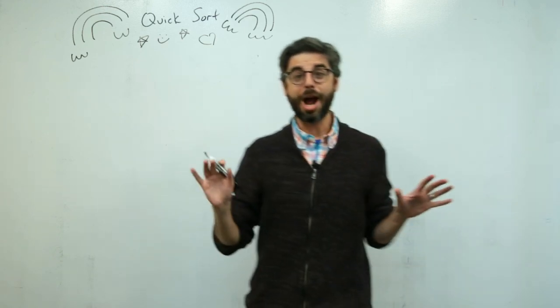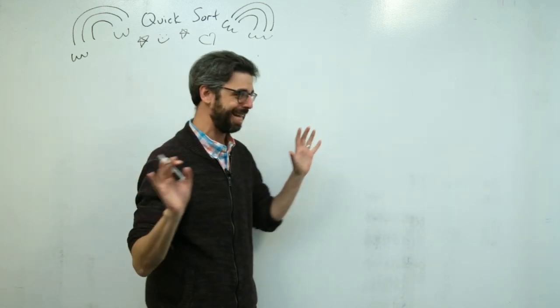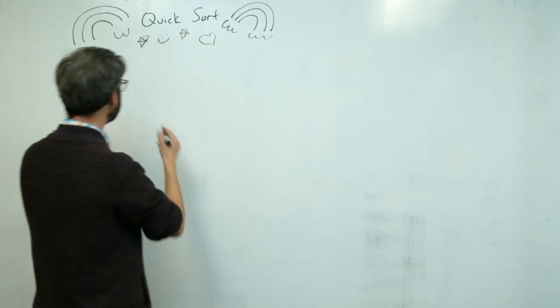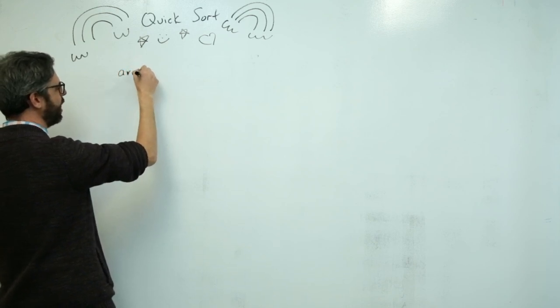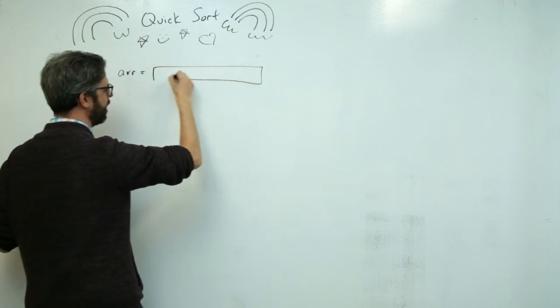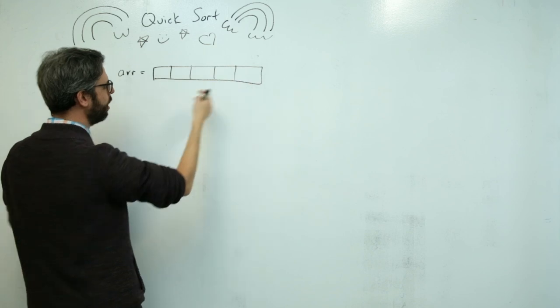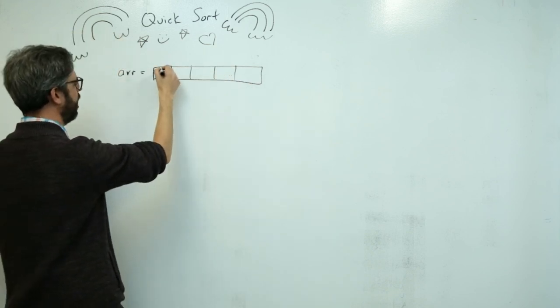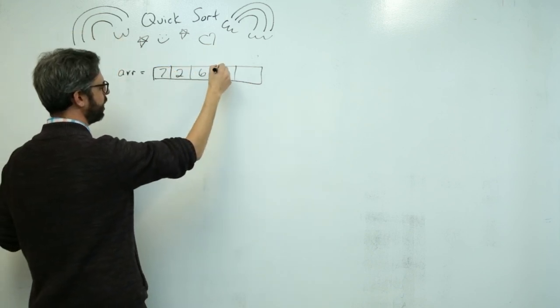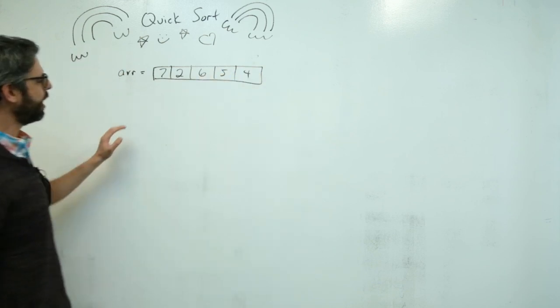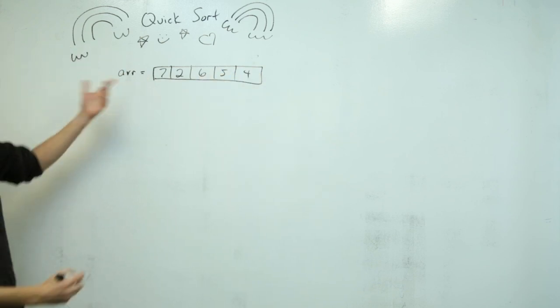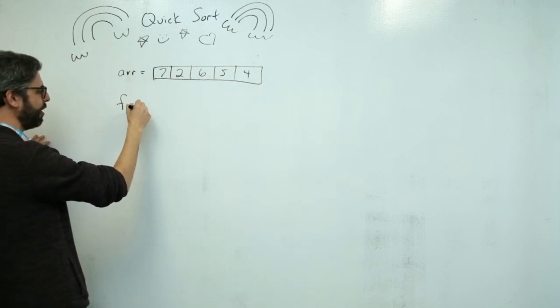Let me try to describe the quicksort algorithm as best as I can before I start implementing the code. First of all, let's say we have an array, a really small array with five elements in it: 7, 2, 6, 5, 4. All right? So this is my array.